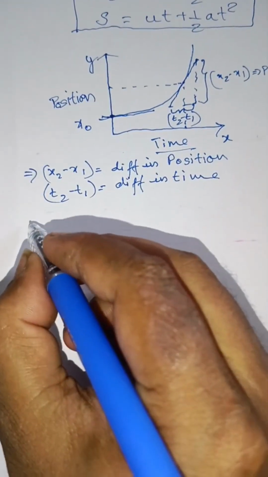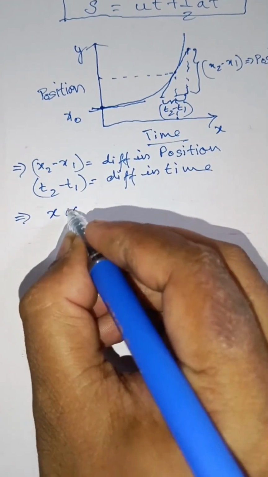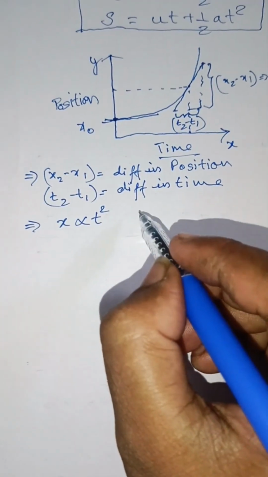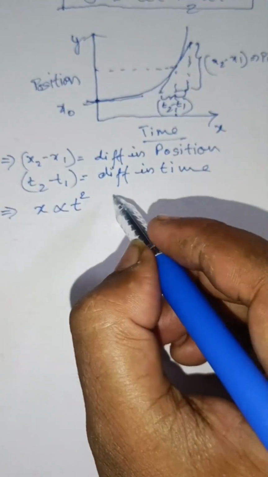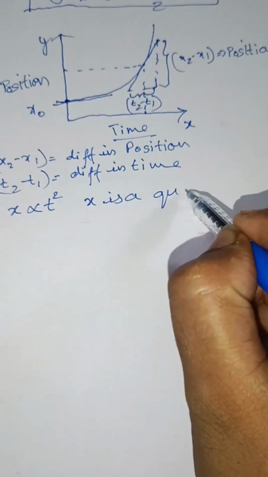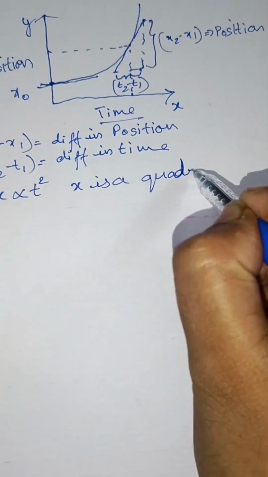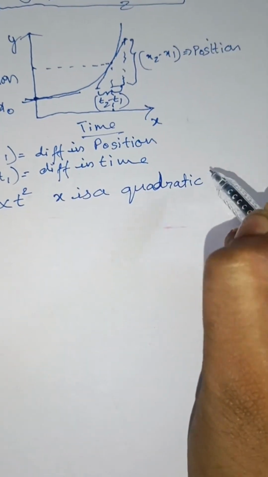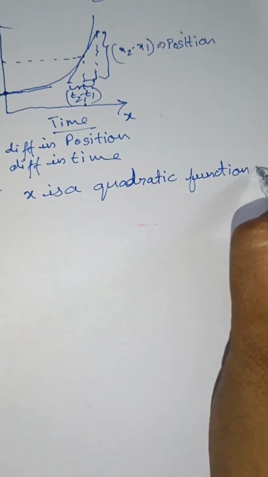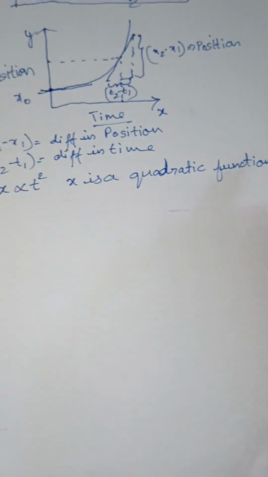It is nothing but point number 1: x is proportional to t square. If x is proportional to t square, then we can also call it that x is a quadratic function of t.